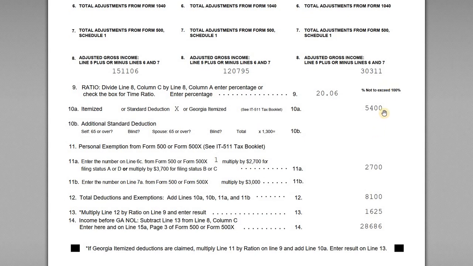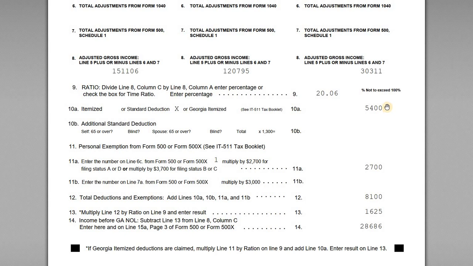So we have our total income, add up lines 1 through 4, $30,311. Now the remaining lines here is where we calculate, okay, how much of a standard deduction do we get? How many exemptions do we get? Again, assume kind of as if you were a full year resident, and then we reduce it based on the percentage of Georgia income to the total. So the ratio here, line 9, we want to divide line 8, column C, by line 8, column A, right? So divide 30,311 by 151,106, and we get 20.06%.